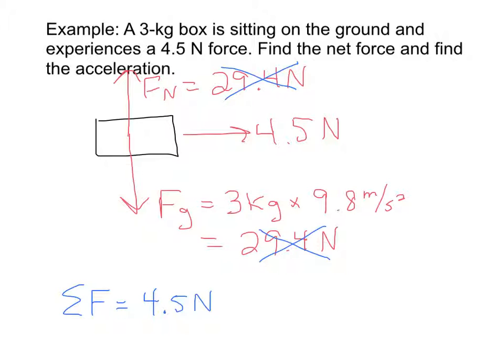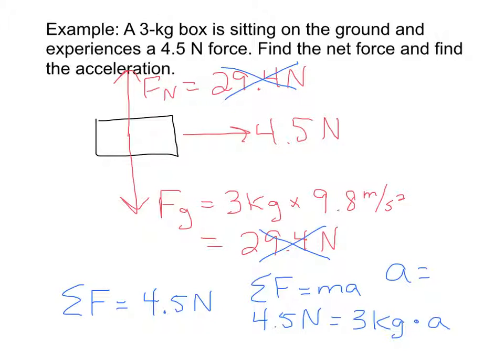So I've got my net force, but I'm also solving for the acceleration. So I have an equation that says the sum of all forces is equal to mass times acceleration. So I'm going to write that out as 4.9 newtons equals 3 kilograms times the acceleration. I'm going to divide both sides by 3, and I get an acceleration of 1.5 meters per second squared. Now, this number is relatively small, but we're not pushing very hard on this box.